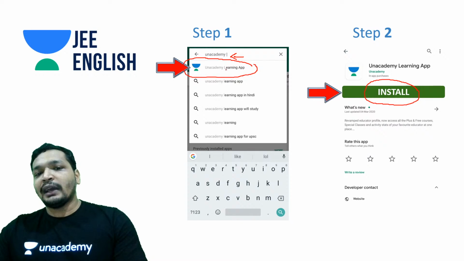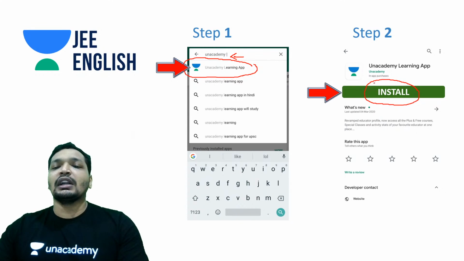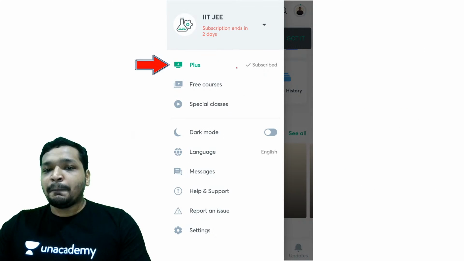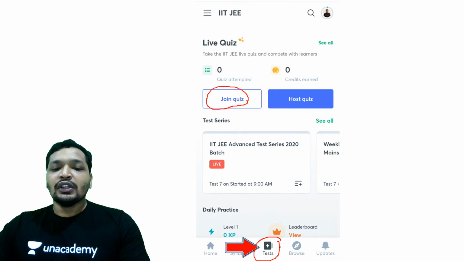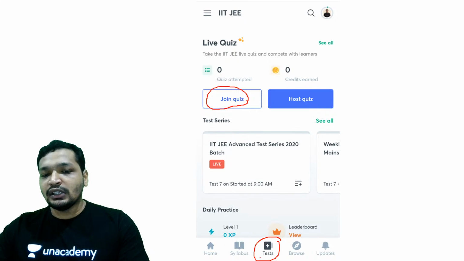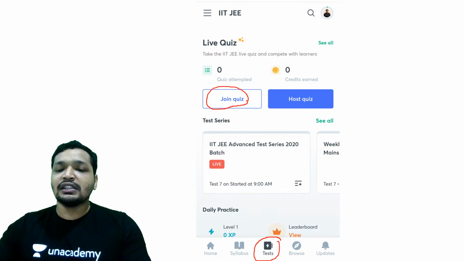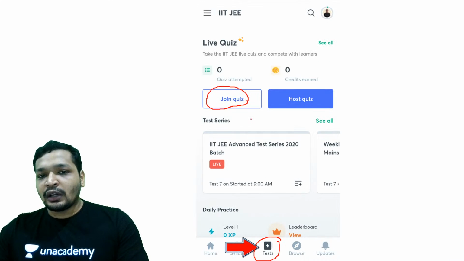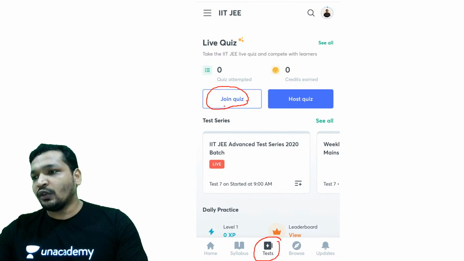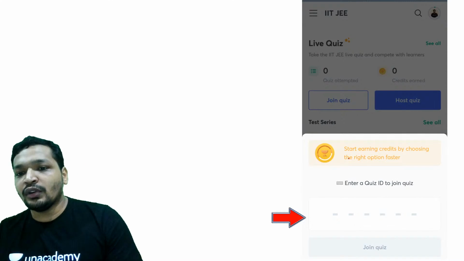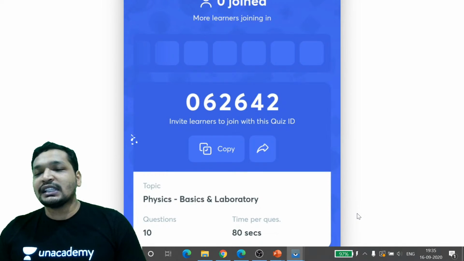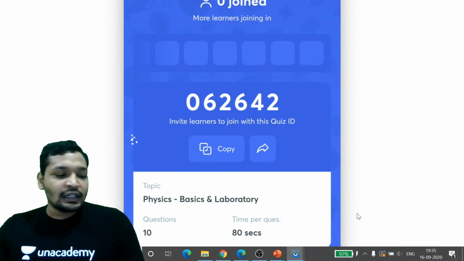What you need to do is type in Unacademy in your Google Play Store or App Store. Then you'll find the first result as Unacademy learning app. You will click on that. You'll click on the install button, be it on App Store or Play Store. And then you will choose plus. Then you will choose tests. On the bottom you can see there is this blinking arrow which is showing you the test. You will click on that and you will join the quiz. Once you click on this join quiz button over here, you can enter an ID to join the quiz. So the quiz ID is going to be 062642.